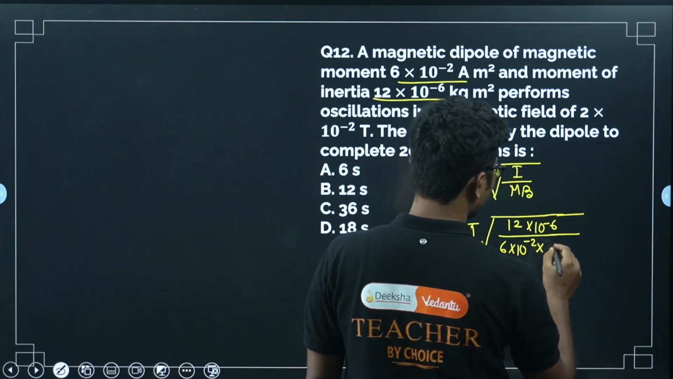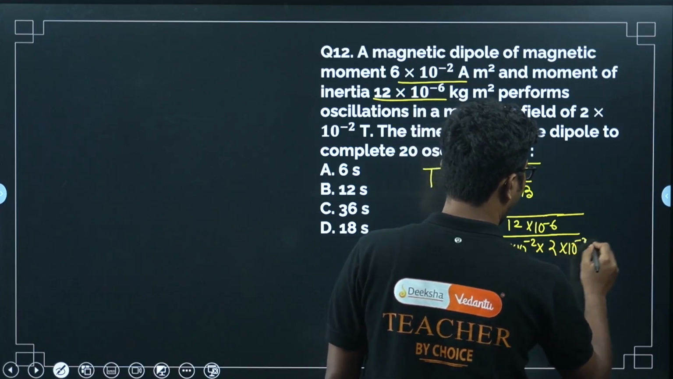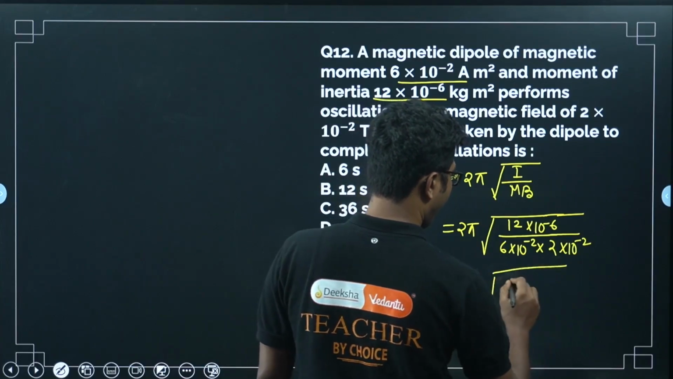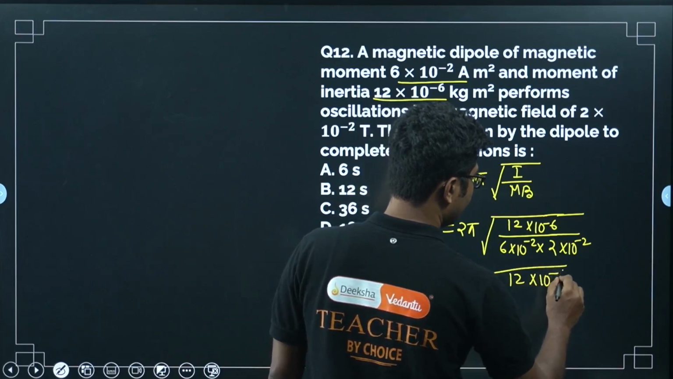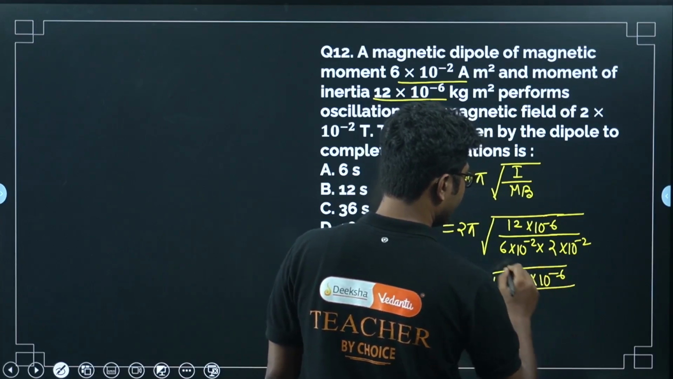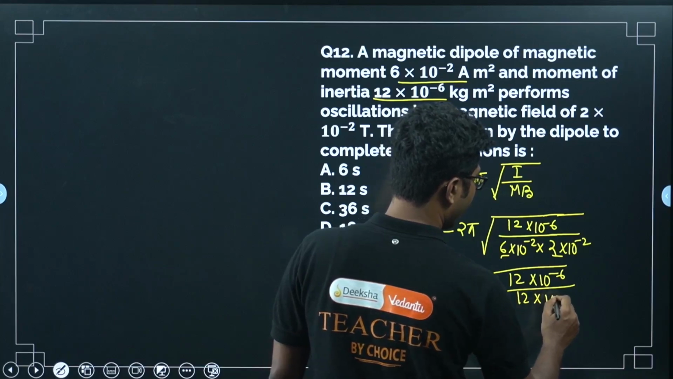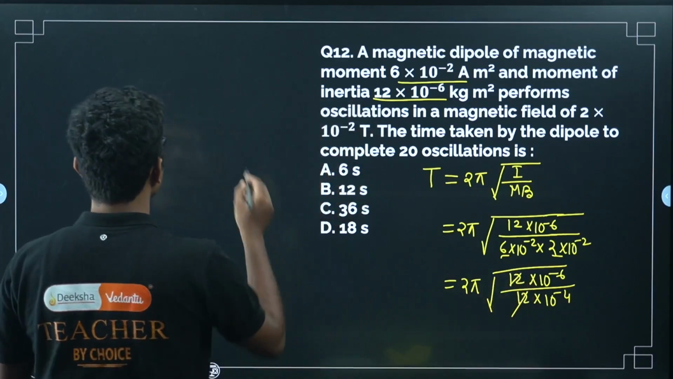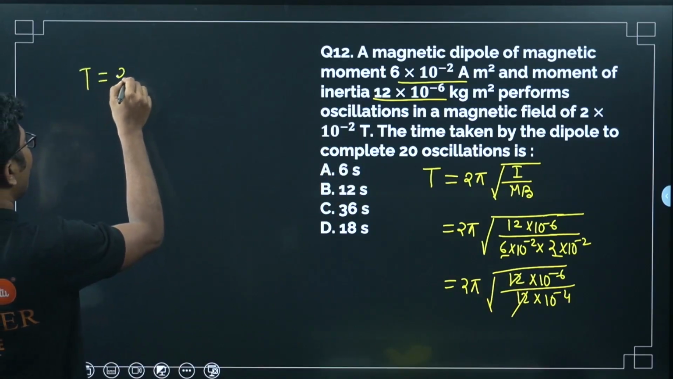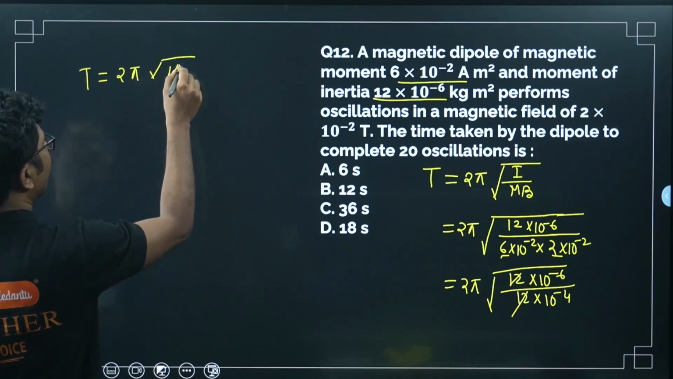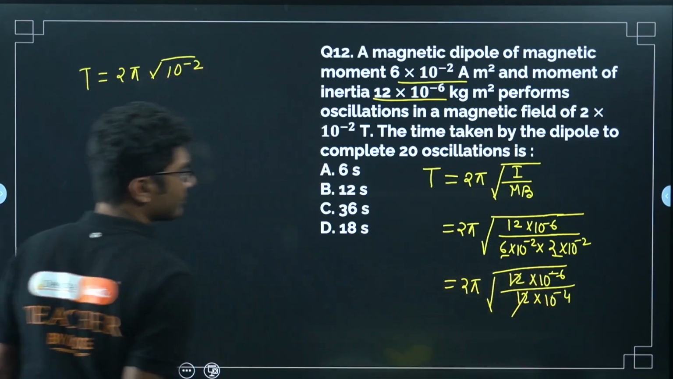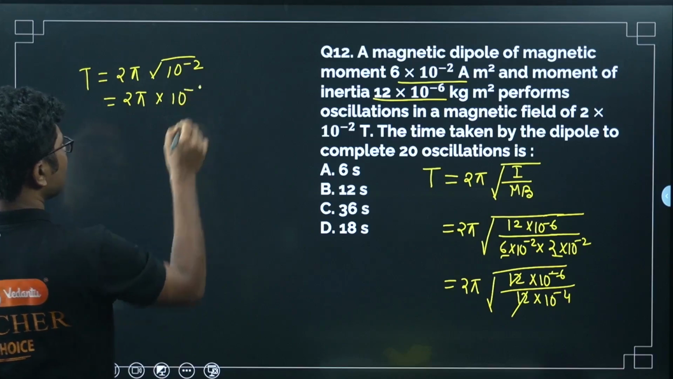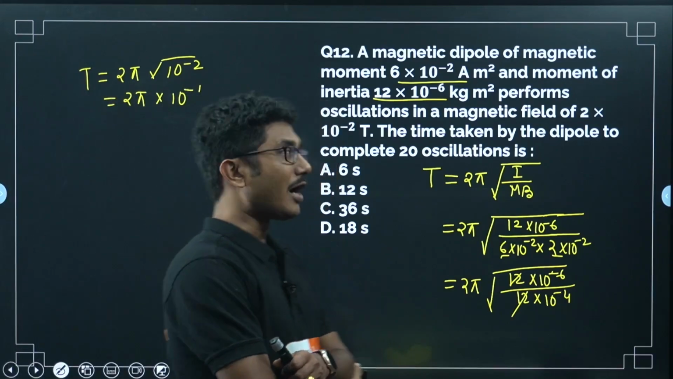B, the magnetic field in which it oscillates, is 2 times 10 to the power of minus 2. So what we will be doing: 2 pi square root of 12 times 10 to the power of minus 6 divided by 12 times 10 to the power of minus 4. So this 12 will cancel. So the time period will be 2 pi square root of 10 to the power of minus 2, which is 2 pi times 10 to the power of minus 1. Square root means the power becomes half.